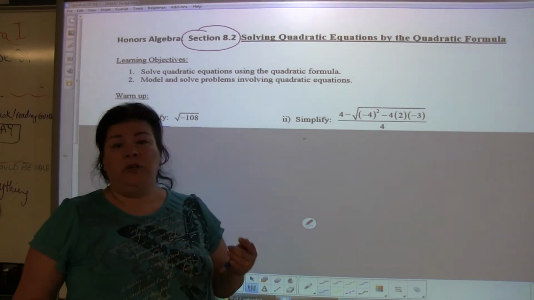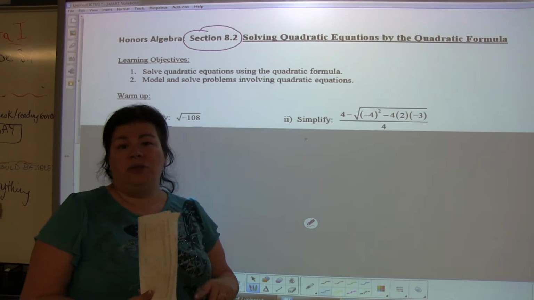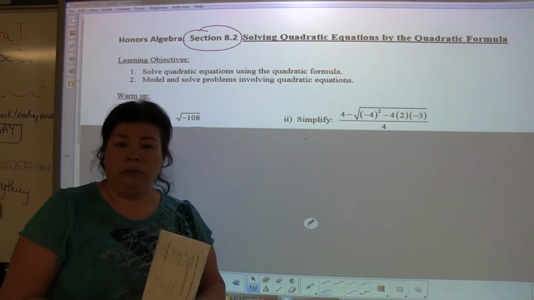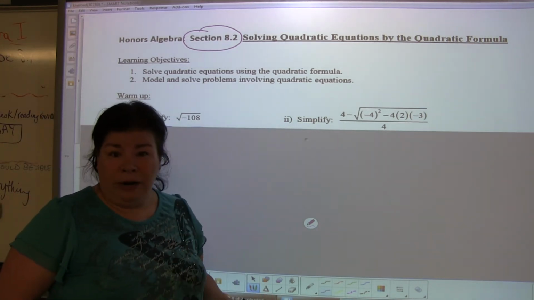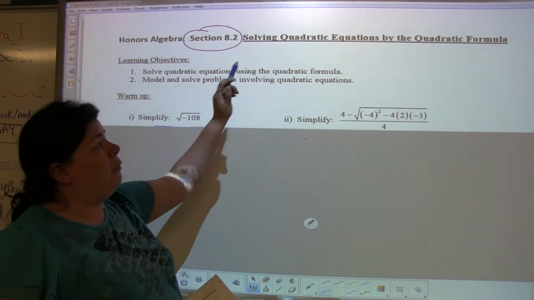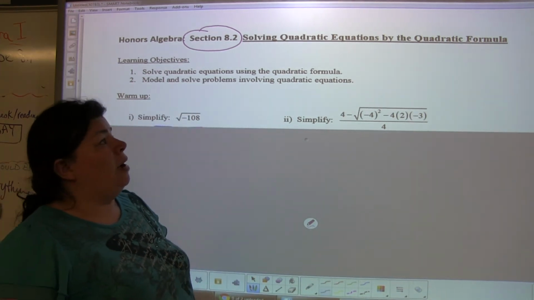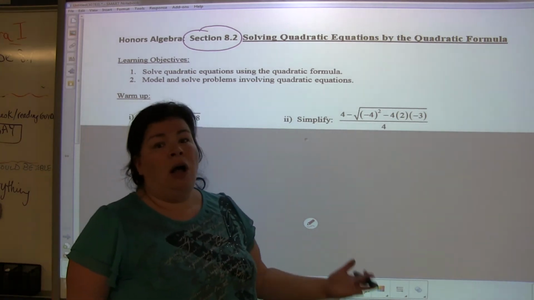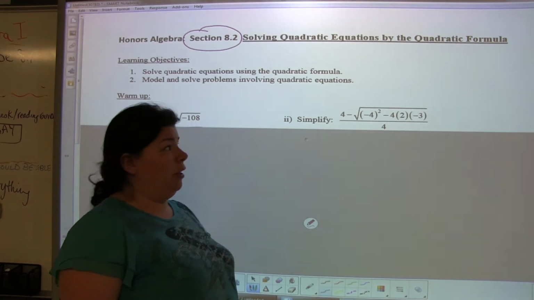So up until this point, you've learned 3 ways to solve quadratic equations: solve by factoring if you can, solve by using the square root method, and solve by using the completing the square method to make it a perfect square trinomial. And now we're going to show you a method of using the quadratic formula. In case you can't factor, you can always solve any quadratic equation by using the quadratic formula.